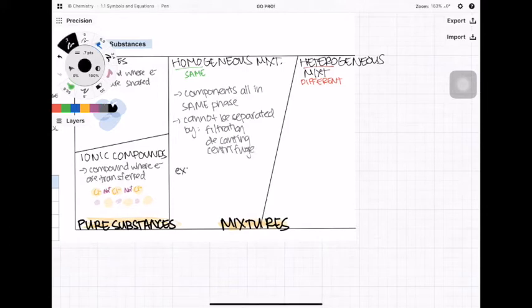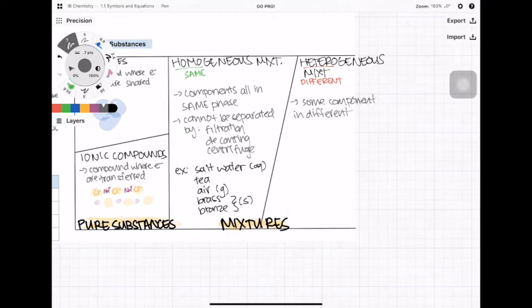Some examples of homogeneous mixtures where everything's in the same phase is salt water, so that's an aqueous homogeneous mixture. Tea is also aqueous. In terms of gaseous mixtures that are homogeneous, we can think about air, and then solid homogeneous mixtures are alloys like brass and bronze. Looking at heterogeneous mixtures, again, so they have some components that are now in different phases. So some examples are blood. So within our blood we have some solid particles that can be separated by centrifuging. Milk and smog are other examples of solids suspended in a liquid or gas.